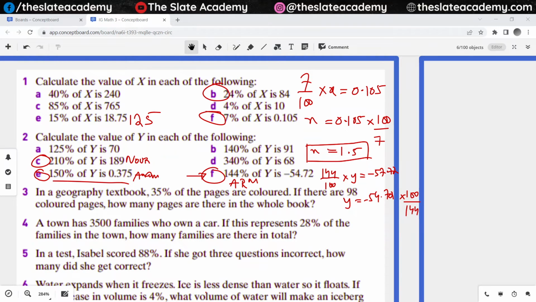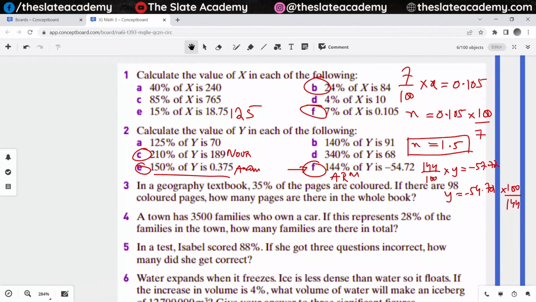So 210% of y is 189. 210 divided by 100 multiplied by y is equal to 189. And then y will be equal to 189 multiplied by 100 divided by 210.